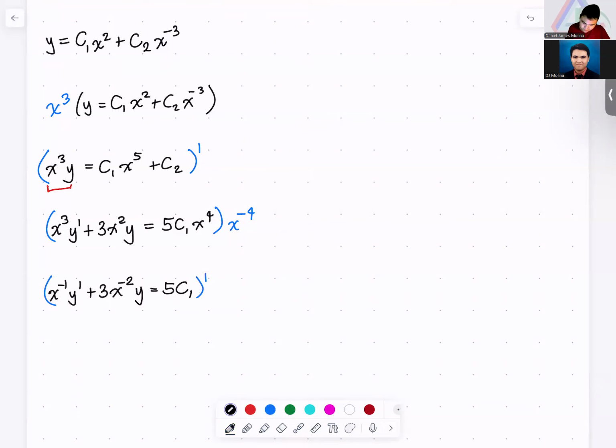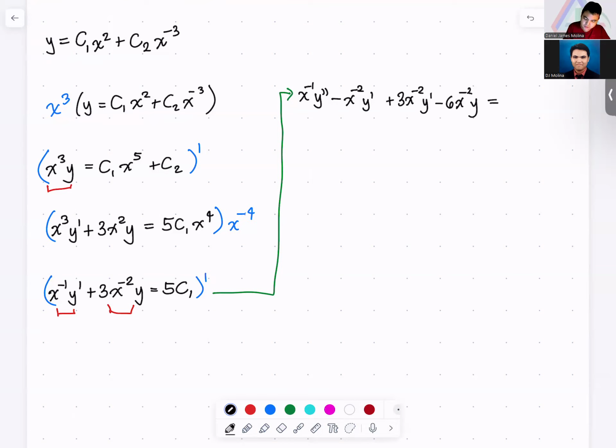Now, we'll be using the product rule twice again. For the first term, the derivative is x raised to negative 1 y double prime. Then we have minus x raised to negative 2 y prime. Then for the next term, we have 3x raised to negative 2 y prime minus 6x raised to negative 2 y equal to 0. Slight correction. Wait, this should be raised to negative 3.